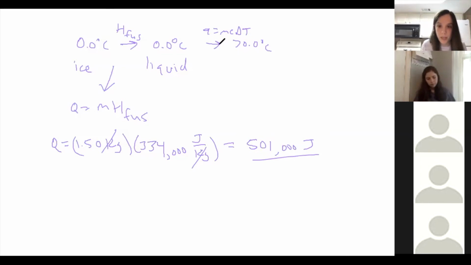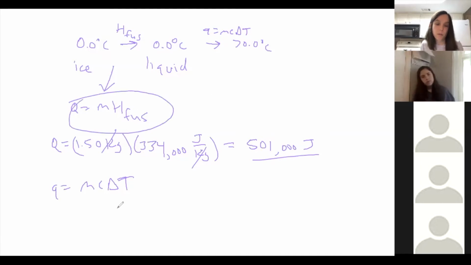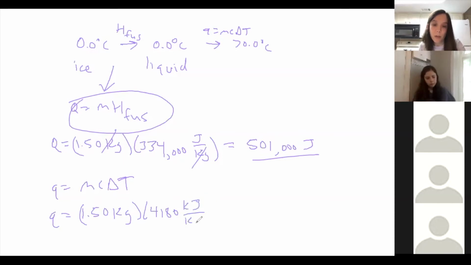Then we have to go into this next step right here and account for the temperature change, which we'll be using Q equals mcΔT for. So if there's a temperature change, we use the mcΔT equation. If there's a phase change, we use this equation. So the mass of the ice, 1.5 kilograms. We put in c, so this is water. So it's going to be 4180 joules over, actually, sorry, that's kilojoules over kilograms times Kelvin.